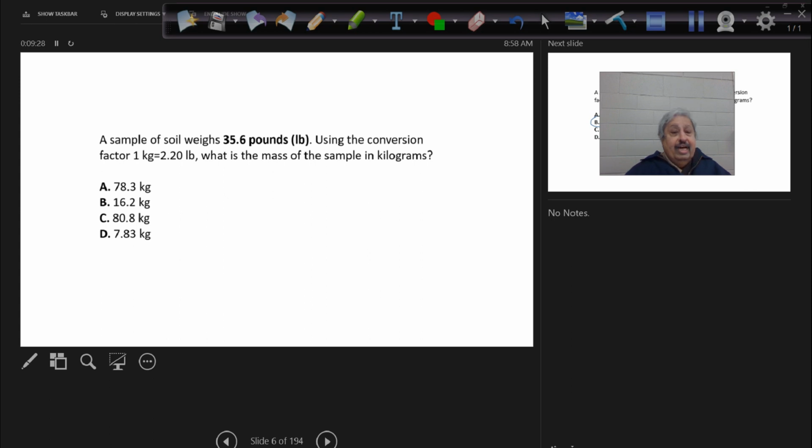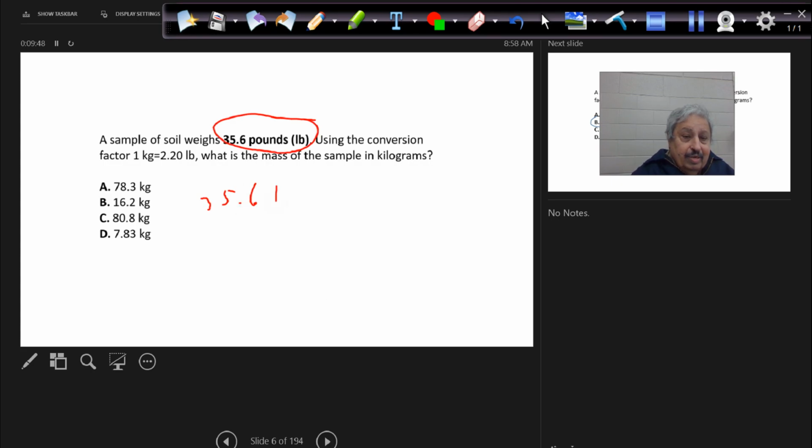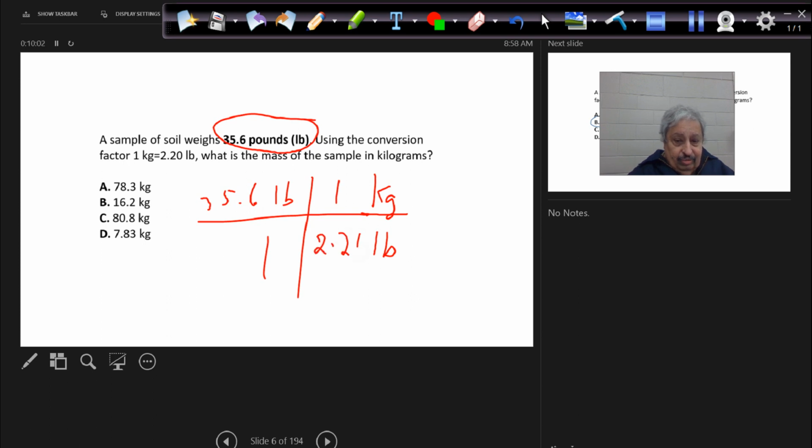So, what's the answer? You know how to do it, correct? So, let's do it. Show me what the answer will be. You start with whatever is given to you, and watch for the sig figs. 35.6 pounds, correct? Over 1. And then here is the pound, and on the top is kilogram, correct? 1 kilogram is 2.20 pounds, correct? And they need the mass in kilograms.